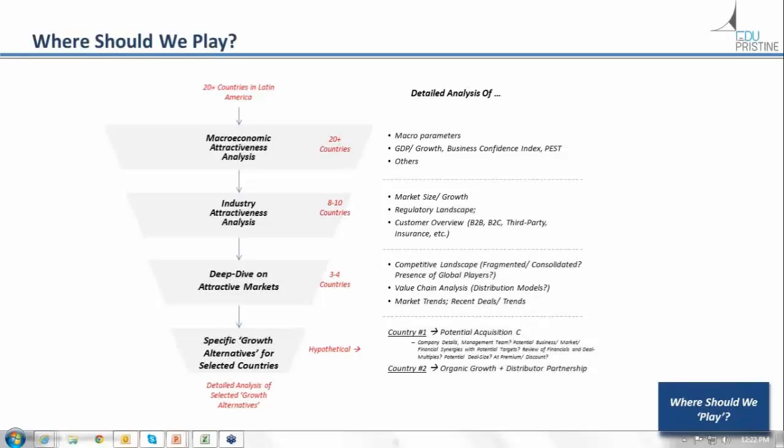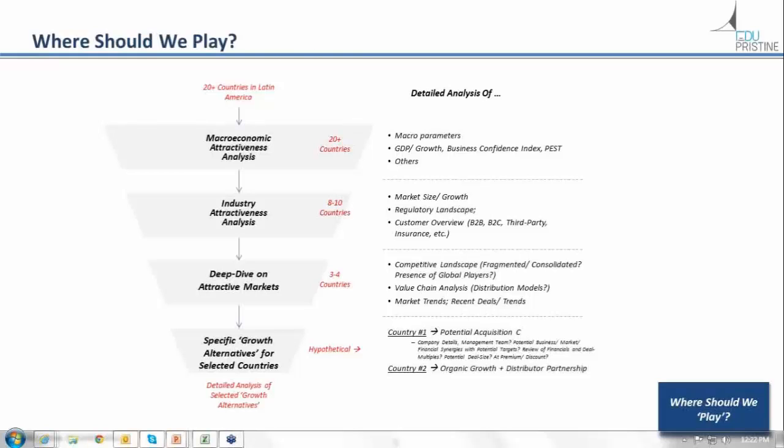And this is where, when we did this analysis, finally the countries that came out were Brazil, Mexico, Colombia, and Argentina. It was pretty clear that from the macroeconomic perspective and industry attractiveness perspective, these 4 countries are actually pretty interesting. Large enough markets, and the regulatory landscape was not as prohibitive, and so on and so forth. So what do you do then? For Brazil, Mexico, Colombia, Argentina, you're going to go much deeper and see what kind of competition exists.